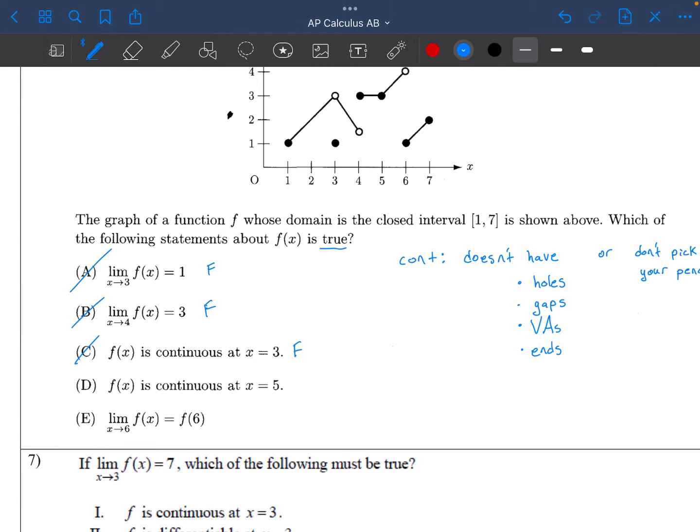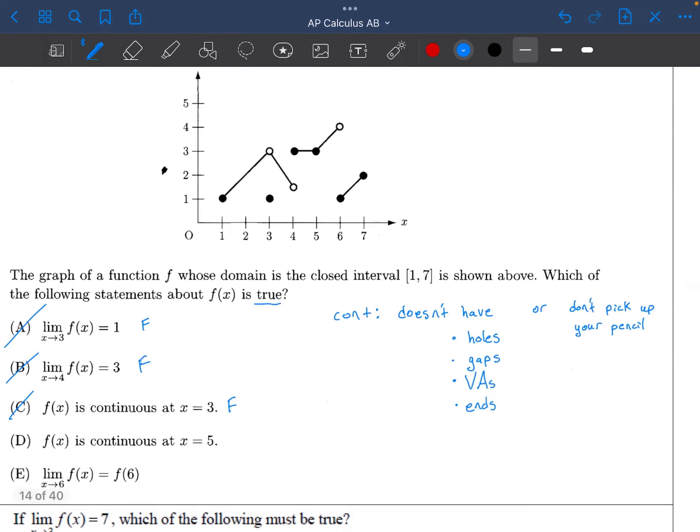Okay, eventually one of these is going to be true, right? I'm hoping. So f of x is continuous at x equals 5. So again, x equals 5 is right here. So at this point right here, it's asking, and let's just use that pick up the pencil definition. Did I have to pick up my pencil to go like that?